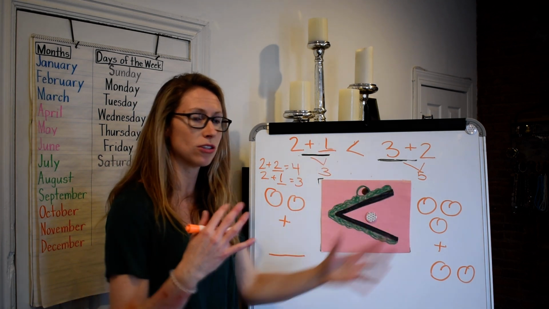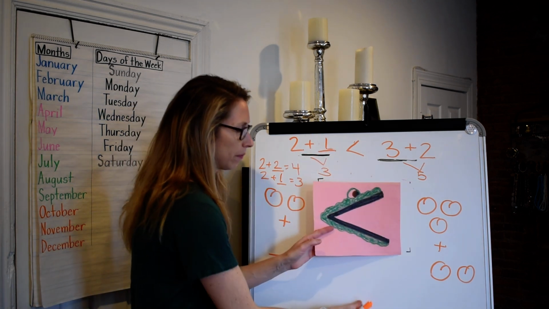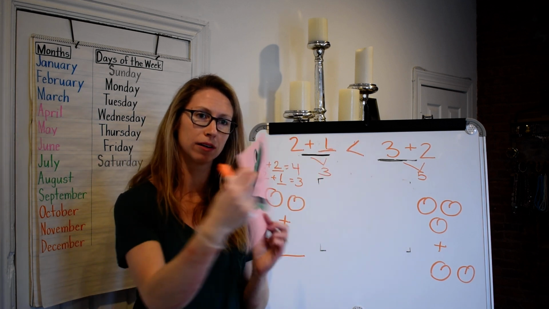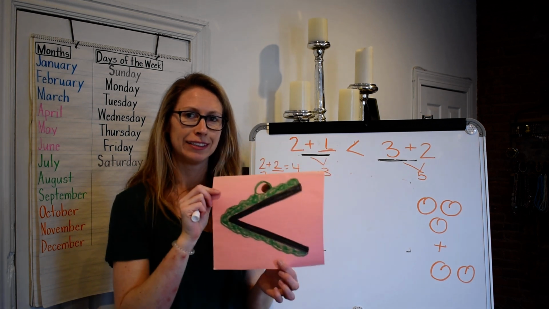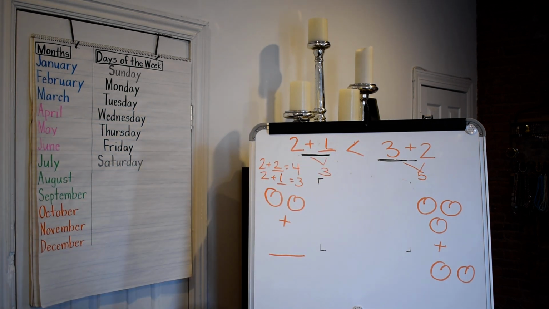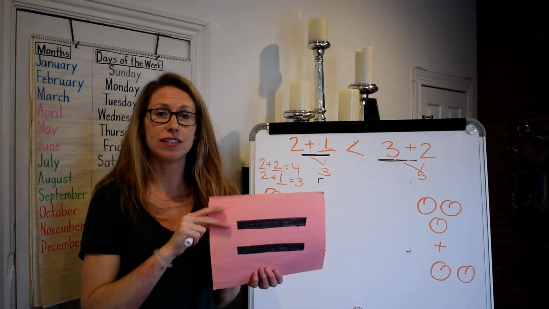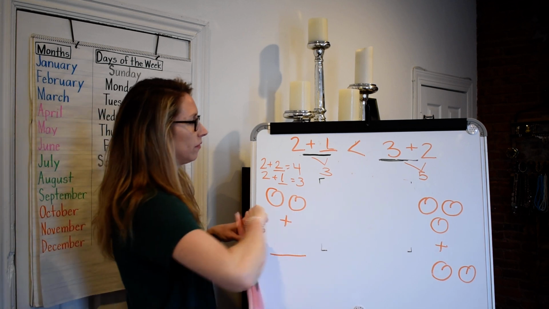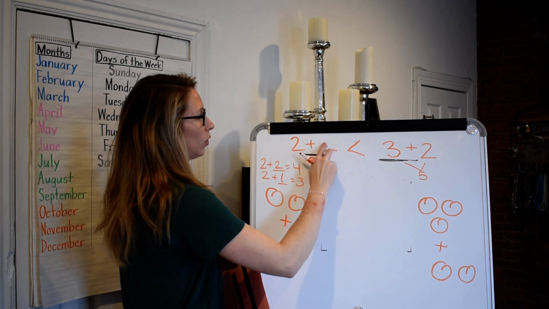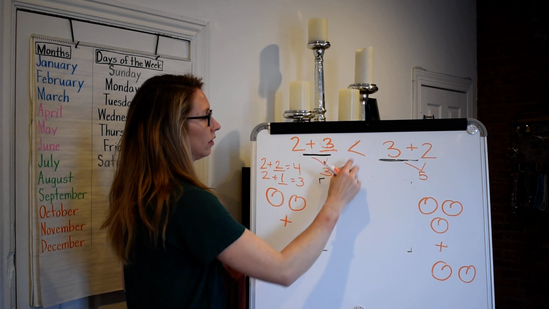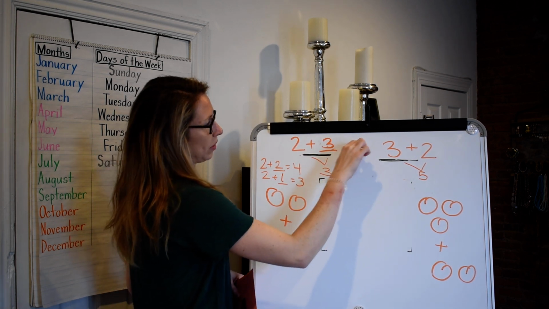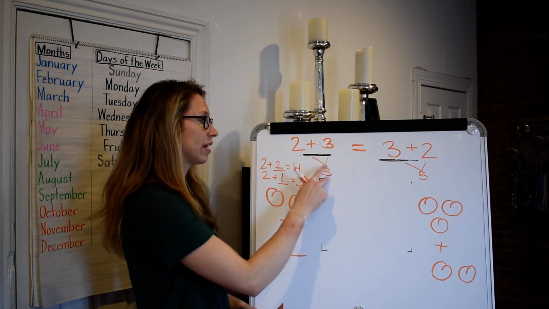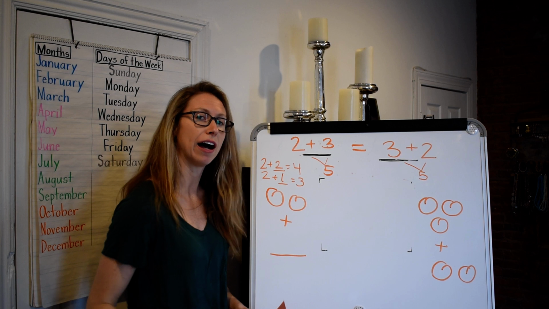I know I kind of dragged it on at the end there, but there's a lot to do with these. All you have to know is Al always wants to eat the bigger number. He's hungry. But an equal sign means that both sides are the same number. So if I did 2 plus 3 equals 3 plus 2, that will be true because they would both equal 5.